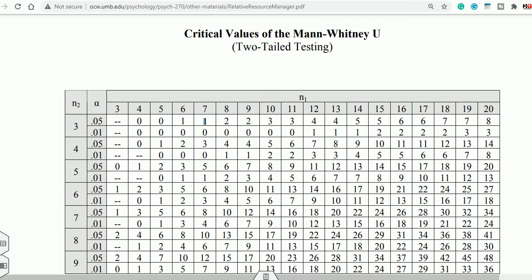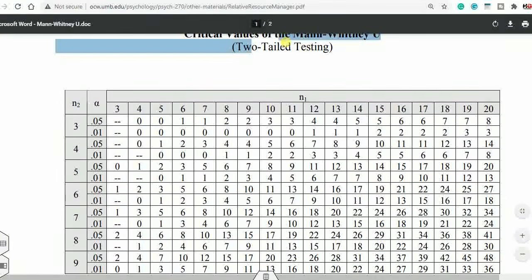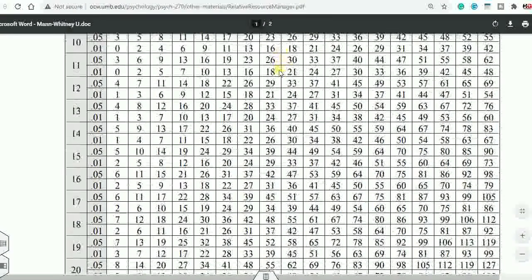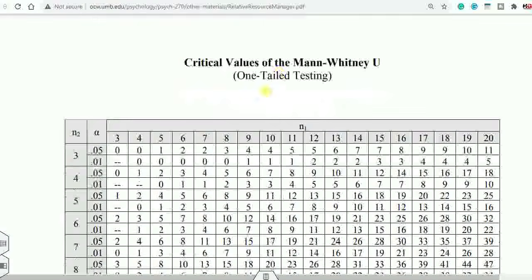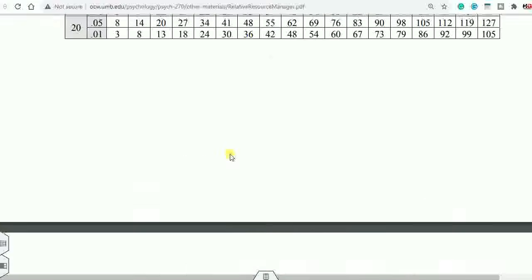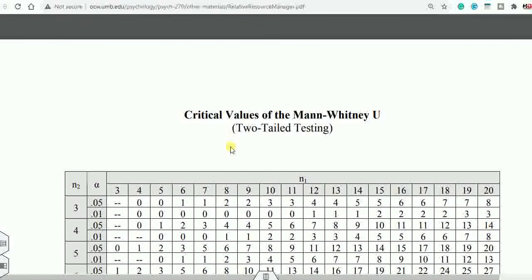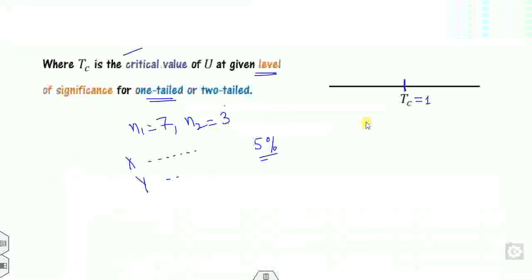If your alternative hypothesis is one tail, then you can see the value from the standard table for one tail also. In this case, 3 and 7 is corresponding to it, and so on. You can easily find this value from Google. Search for the critical value table for the Mann Whitney test, and the PDF will open.